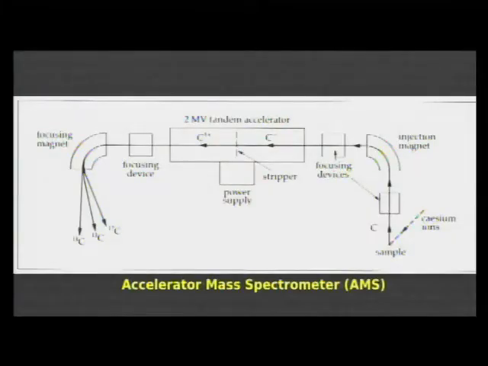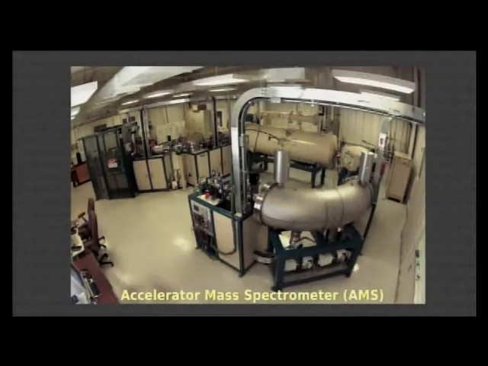This is what it looks like in diagrammatic form, and this is what it looks like in a laboratory. You get your sample, vaporize it, and draw it through a magnetic field that bends the beam. Because it bends the beam, the different weights of carbon atoms separate, and so you can actually measure the amount of radiocarbon in your sample.